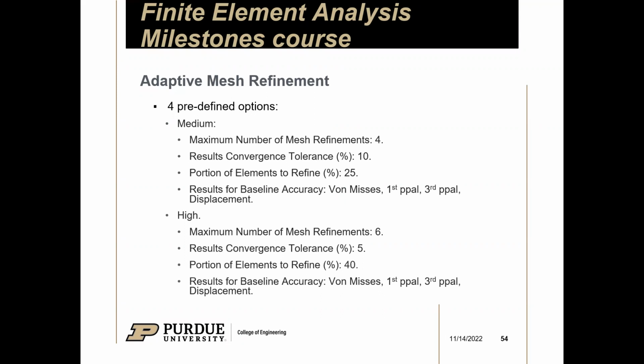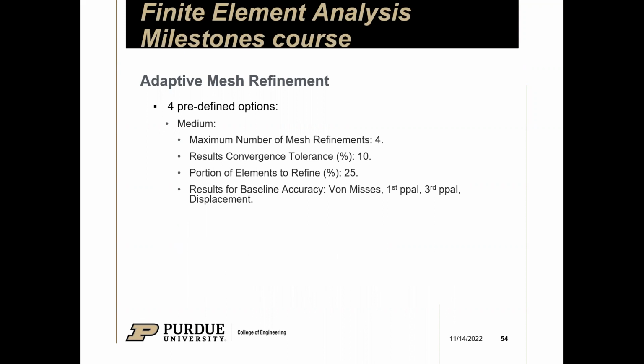If you see here, the maximum number of mesh refinements keeps increasing, right? So again, that takes more time. Results convergence tolerance, which again, just to refresh your memory, is the percent change in results from the previous iteration to this one, decreases, right? And then the portion of elements to refine increases. So let's go. I'm just going to go back here.